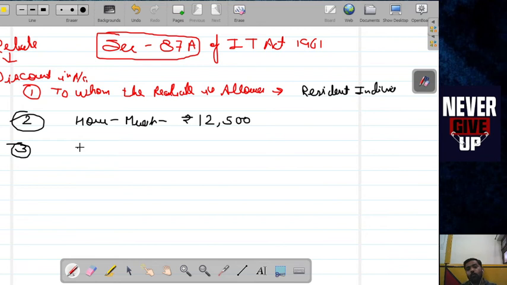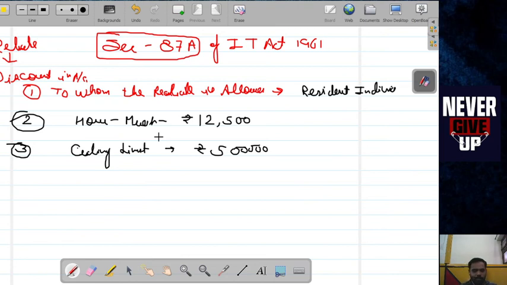When this reduction is allowed to you, the ceiling limit is decided by the Income Tax Act, and that is 5 lakh rupees. Let's write the ceiling limit: 5 lakh. To whom is the rebate allowed? Resident and individual, first thing. How much is allowed? 12,500. When is it allowed? If you have income up to 5 lakh, only then you are eligible. These three conditions are the eligibility under section 87A.